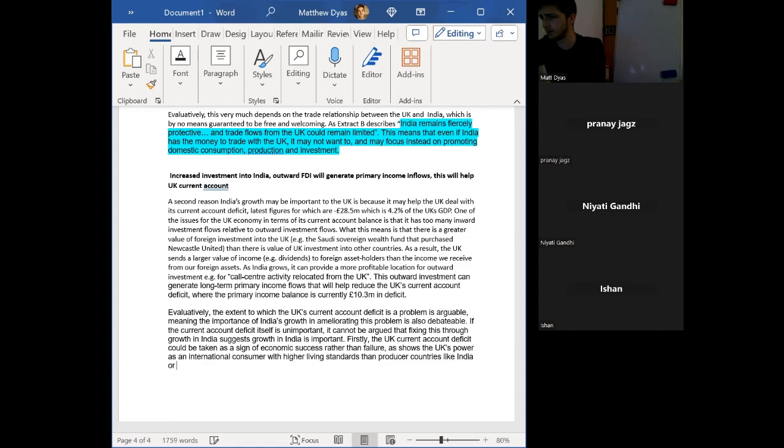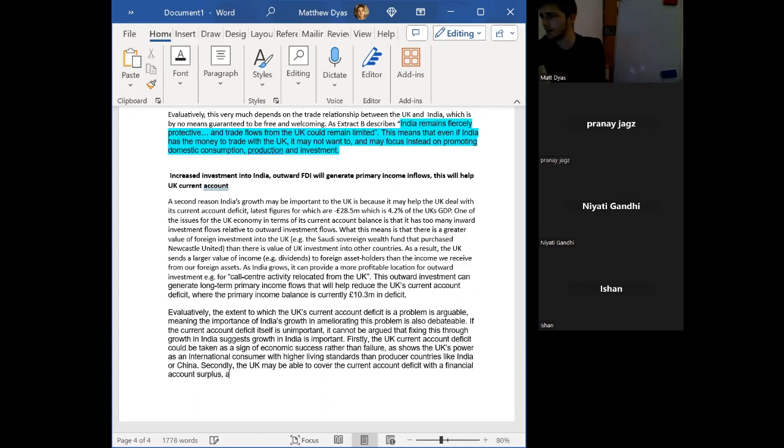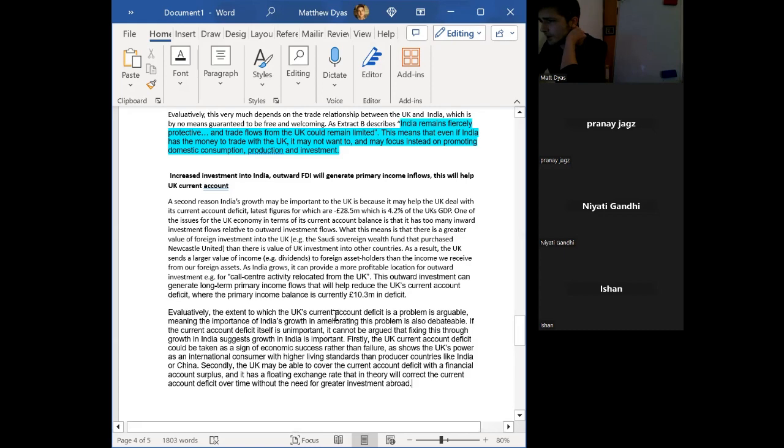like India or China. Secondly, the UK may be able to cover the current account deficit with a financial account surplus, and it has a floating exchange rate that, in theory, will correct the current account deficit over time without the need for greater investment abroad. Okay, hopefully that makes sense.